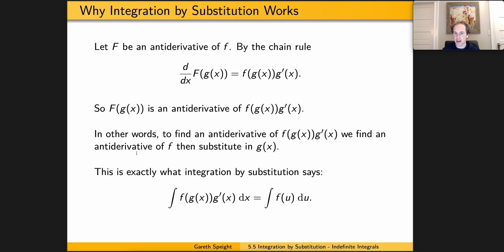And that's basically what the integration by substitution rule is saying, right? If we want to integrate this complicated thing, f at g of x times g prime of x, we find an antiderivative of little f, get an answer in terms of u, and then at the end write u equals g of x, so sub in g of x. So this is just based on reversing the chain rule. A lot of the rules for integration are going to come from reversing rules for differentiation because of the fundamental theorem of calculus.